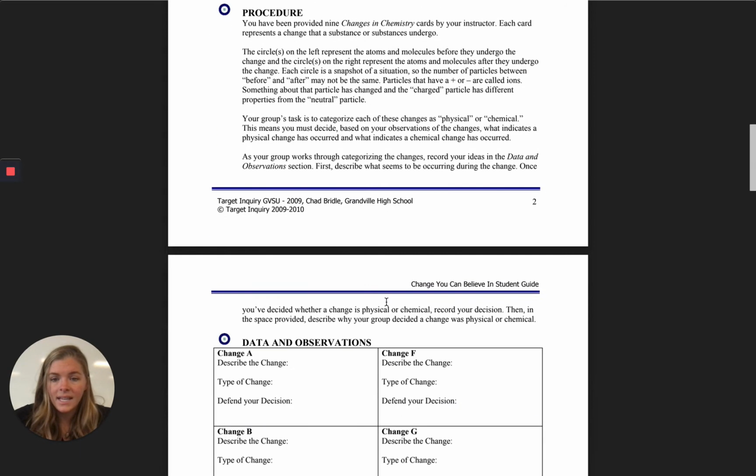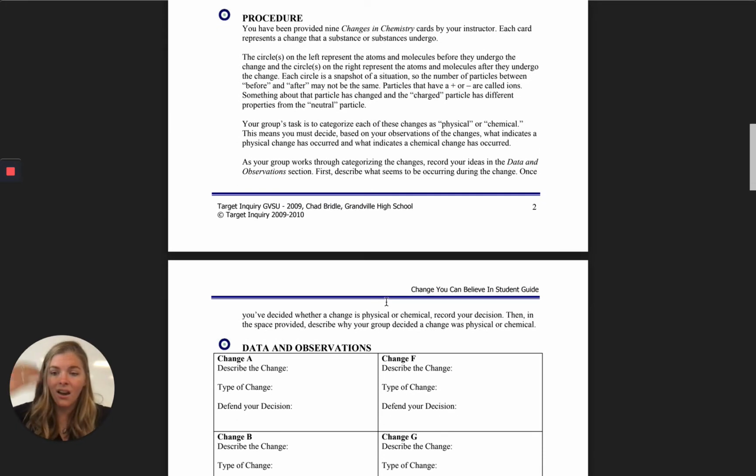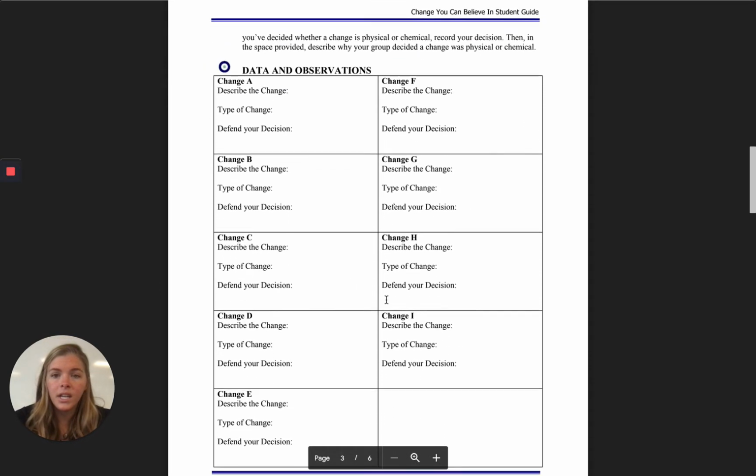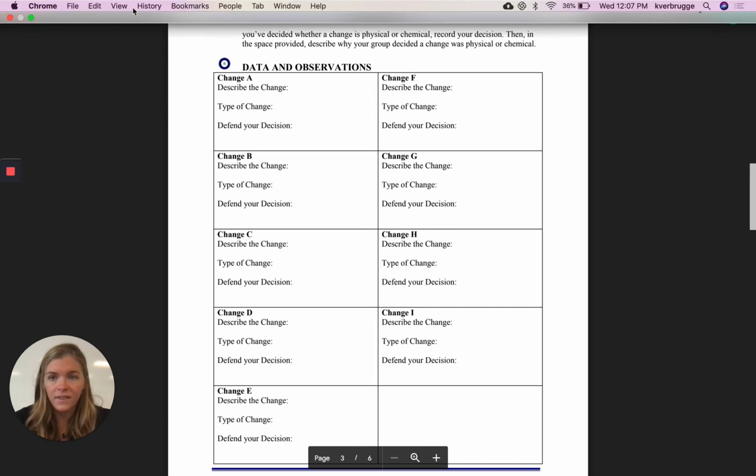Your next task is, you have a bunch of task cards. Those are linked in the other document that is on Canvas. When you're looking here, it says change A. You're going to be describing the change, the type of change, and defending your decision.